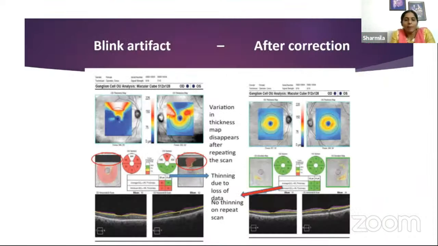So blink artifact here, the machine is actually not doing the measurement, and so there is no data to interpret, so it is shown as red. And once you correct for that, you repeat the measurement and you get good normal values.